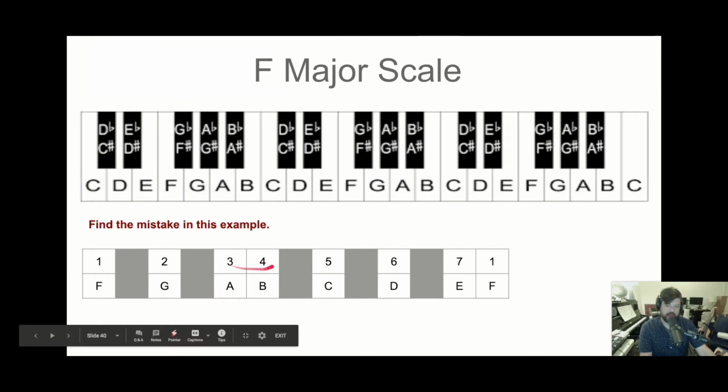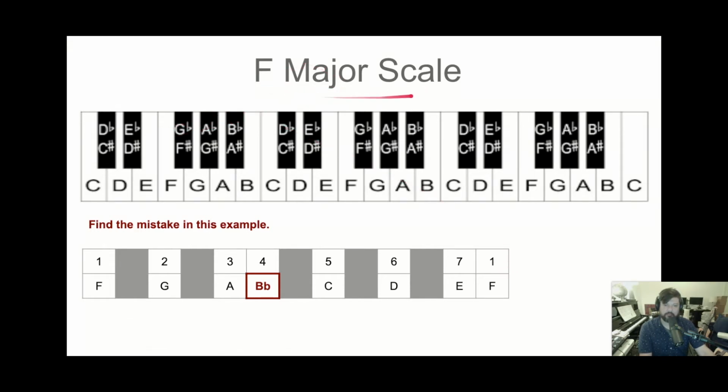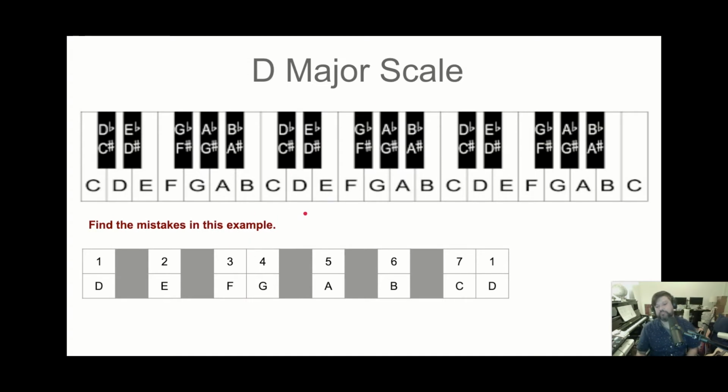Uh-oh, we want a half step, but A to B is a whole step. So this is where B actually is. So this is B flat. Okay. So the key of F has one flat, and it's a B flat. Okay. Find the mistakes in this example. I'm going to give you a second.